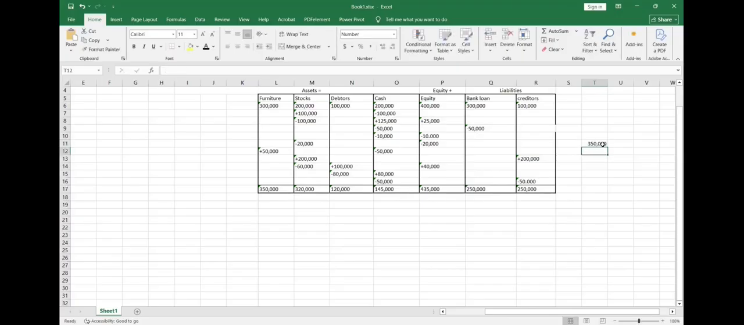350,000 plus 320,000 plus 120,000 plus 145,000. The total asset balance is 935,000. Equity plus liability balance is 435,000 plus 250,000 plus 250,000. Equity plus liability balance is 935,000. Total assets equal equity plus liabilities.